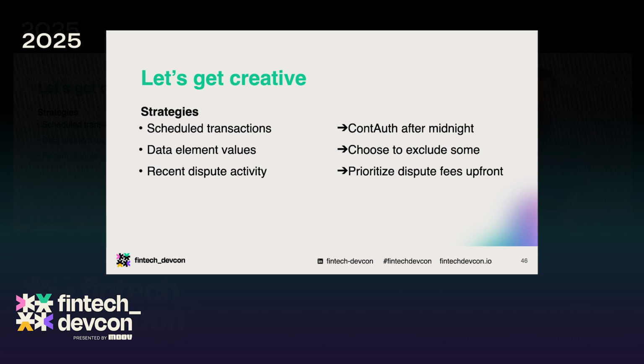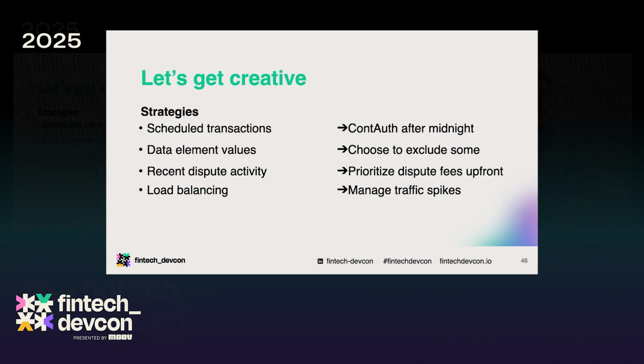We can also consider recent dispute activity. If we know that our merchant has had a lot of chargebacks recently, why don't we prioritize dispute fees upfront? Because disputes are very expensive for our merchant, right? And we just want to hedge them for that a little bit.